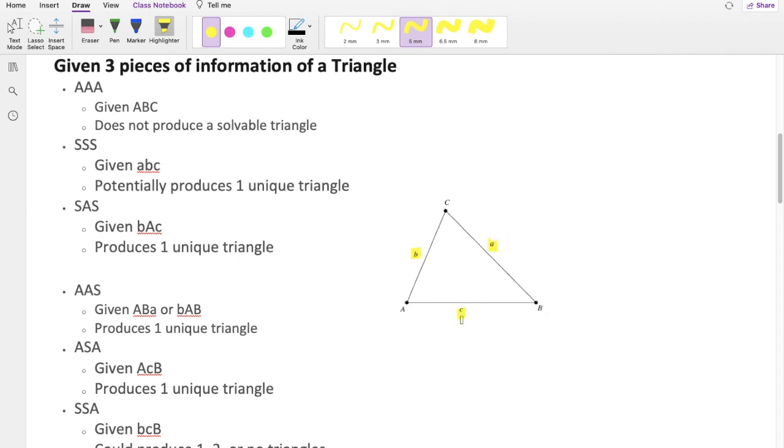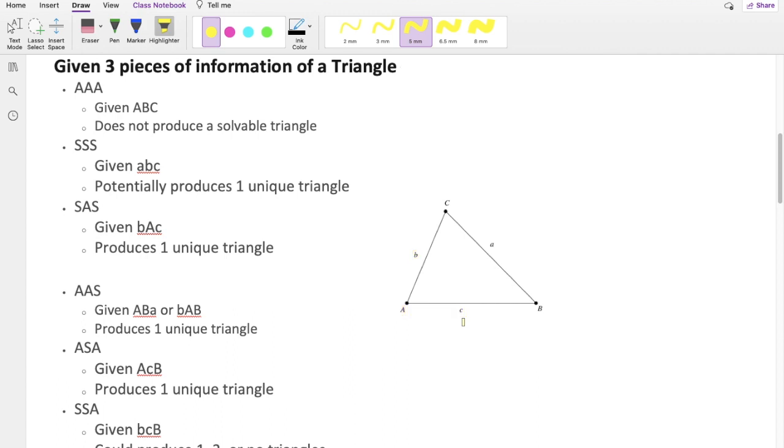When you are given three sides of a triangle, it can potentially produce one unique triangle. So it may not produce a triangle at all, or it may produce one unique triangle. The next one is side angle side. Here we have the side B, the angle A, and the side C. So we have these three connected pieces. A side angle side will produce a single unique triangle.